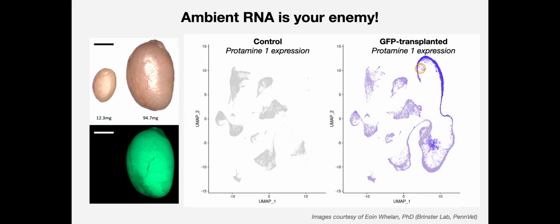Why? Well, one explanation is that these more mature germ cells, these spermatids, are more prone to cell death. Their RNA leaks out and becomes ambient RNA that you pick up in every droplet, regardless of the cell type that's in that droplet.